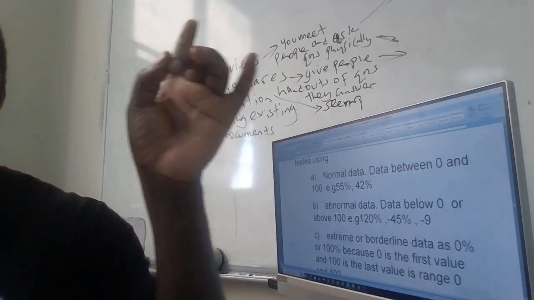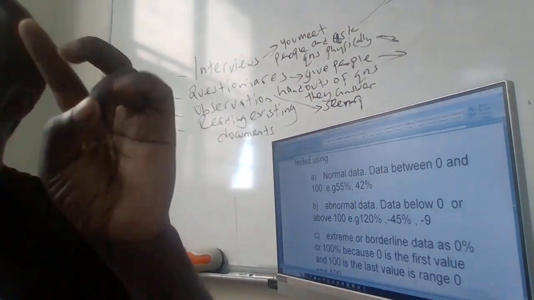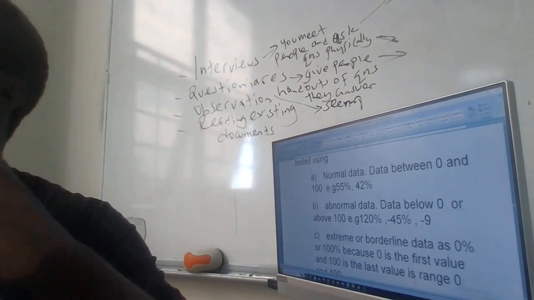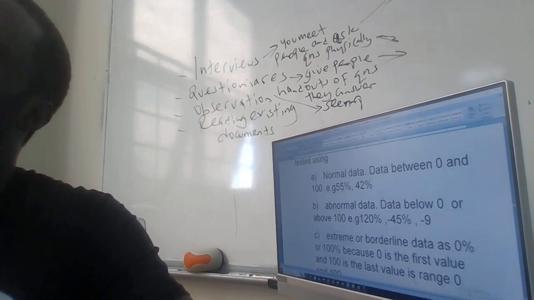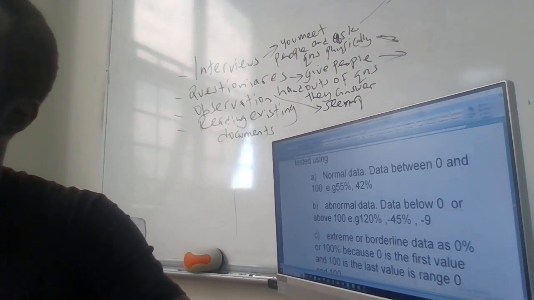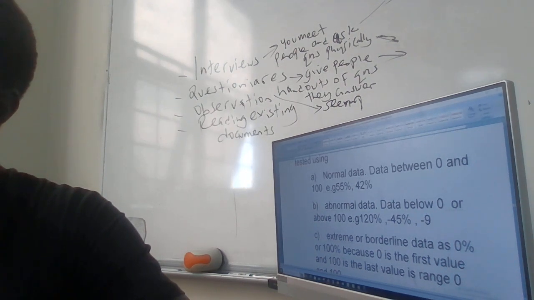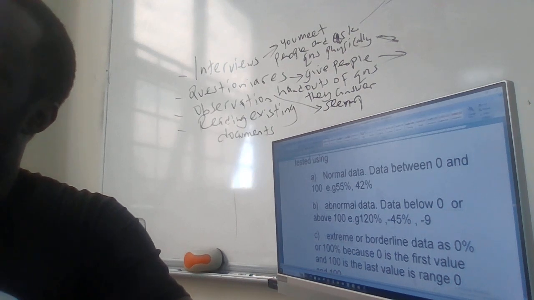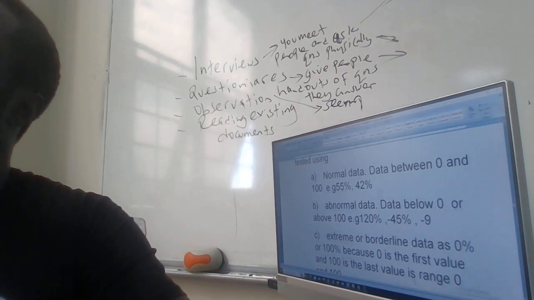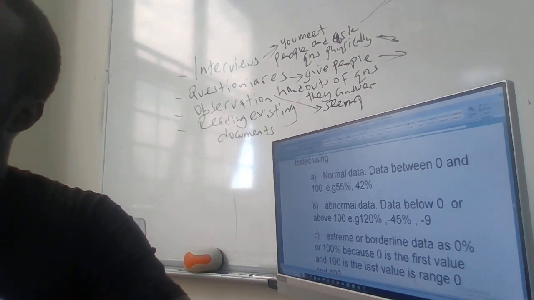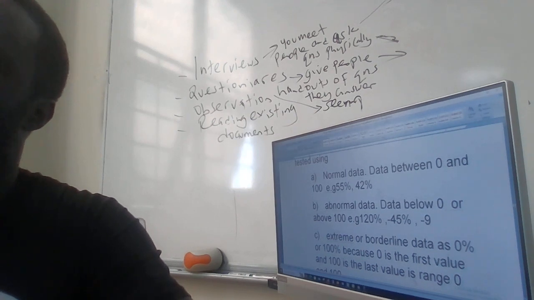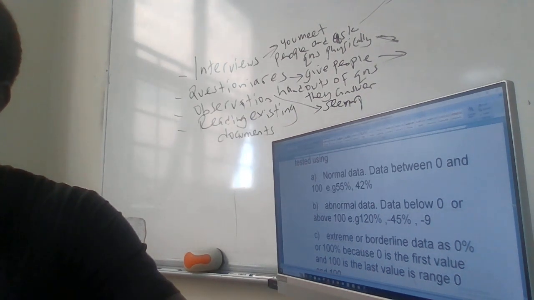I repeat. A test plan shows examples of normal, abnormal, and extreme data you want to use to test the system. Which means at that time you have not yet begun testing the system, but you're planning and saying, I want to use this normal data, extreme and abnormal.